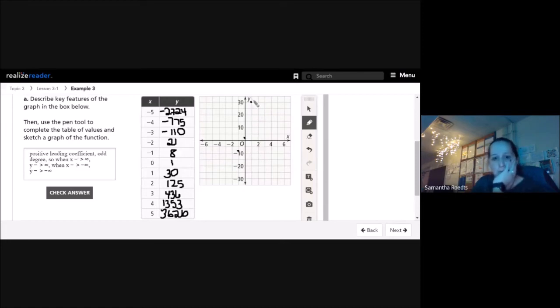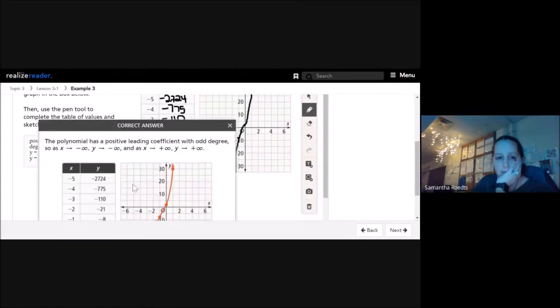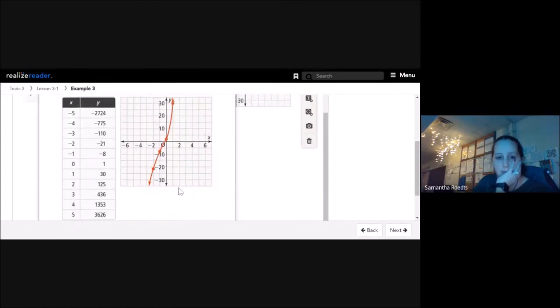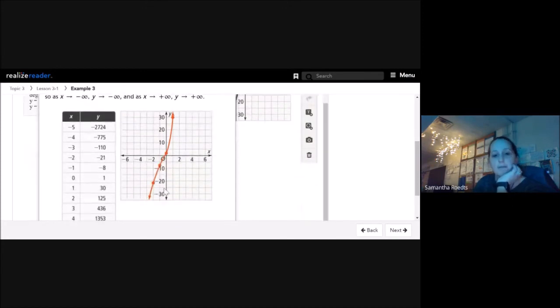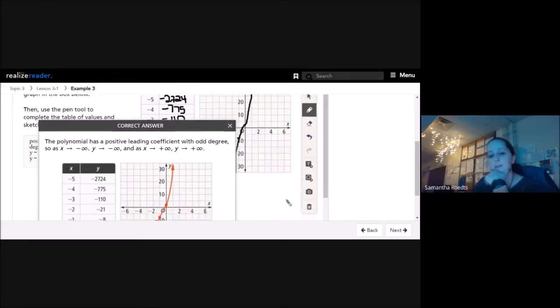So I know it's going to do this, look something like this, something weird like that. Okay, so there are my points. That's kind of what it looks like. It's not the best drawing in the world, but it's close.